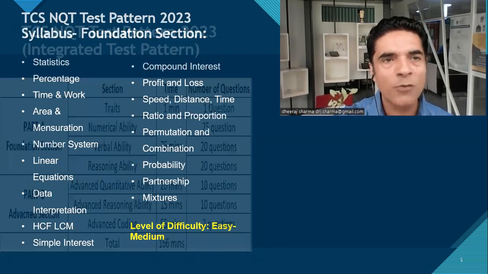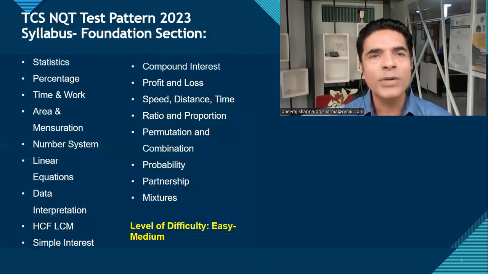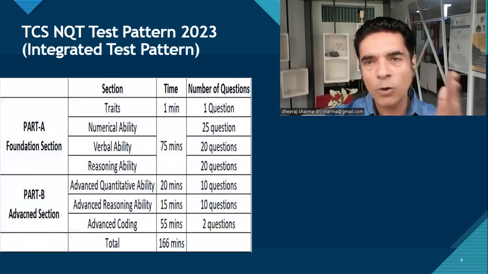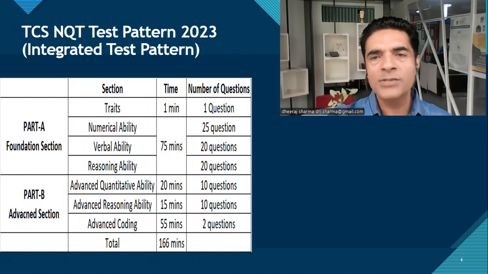Now let's talk about the next part, which is the TCS-NQT test pattern and syllabus for the foundation section. As I've told you in the previous one, there's a foundation section on numerical ability, verbal ability, and reasoning. So let's try to understand what comes under this section.